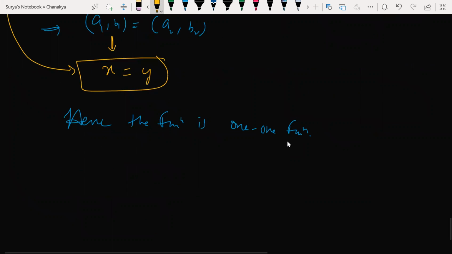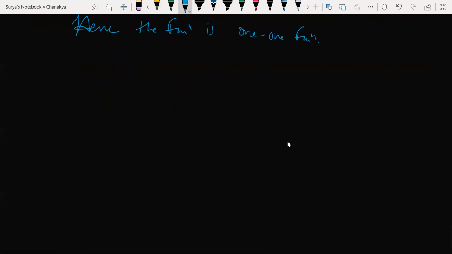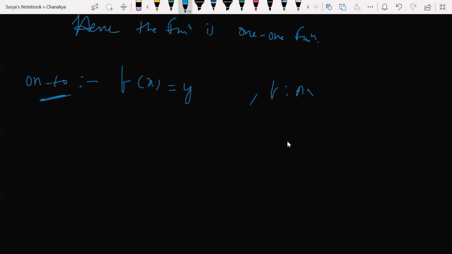Yes, next, guys, for proving onto now. How can I prove it is an onto function? As I told in the earlier question, we have to prove f of x is equal to y. If I prove f of x is equal to y, that's enough. What is given? That function is mapping from A cross B to B cross A.